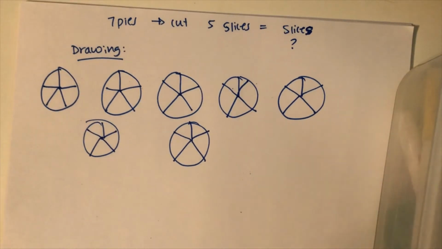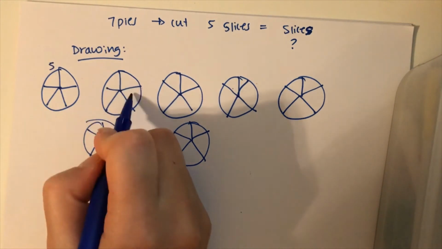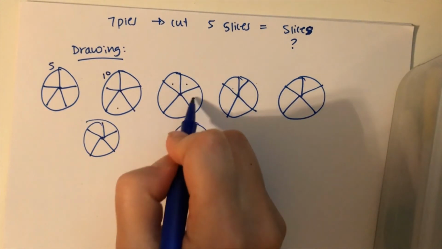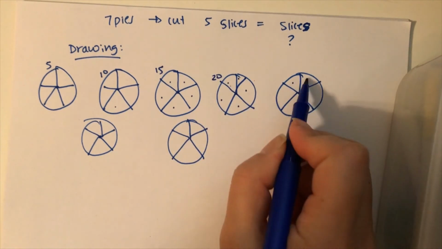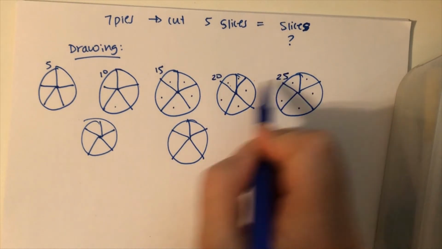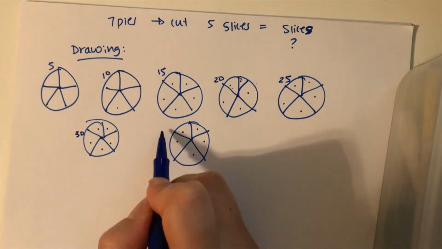Alright, so now that I have 5 pieces in each, we go 1, 2, 3, 4, 5, 6, 7, 8, 9, 10, and so on, counting up to 35.